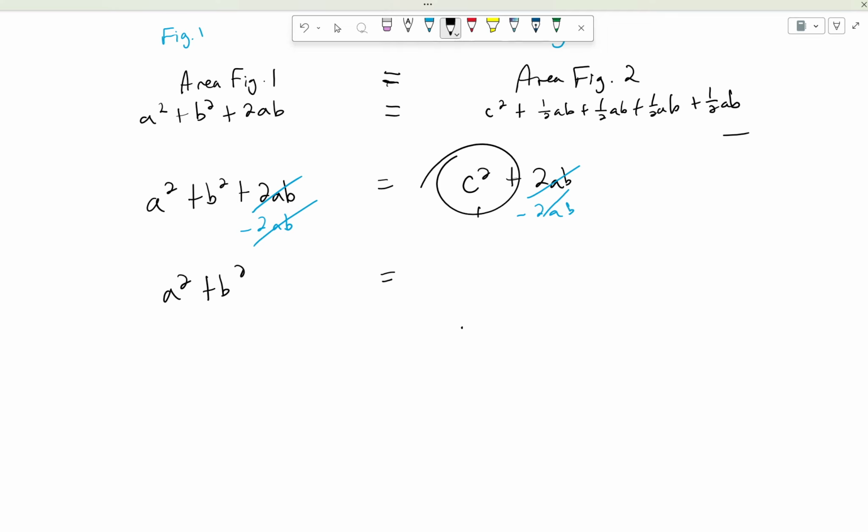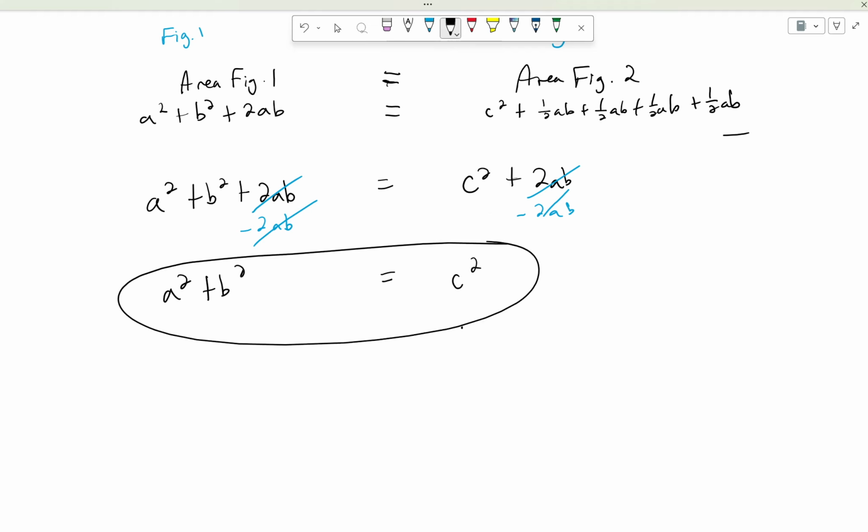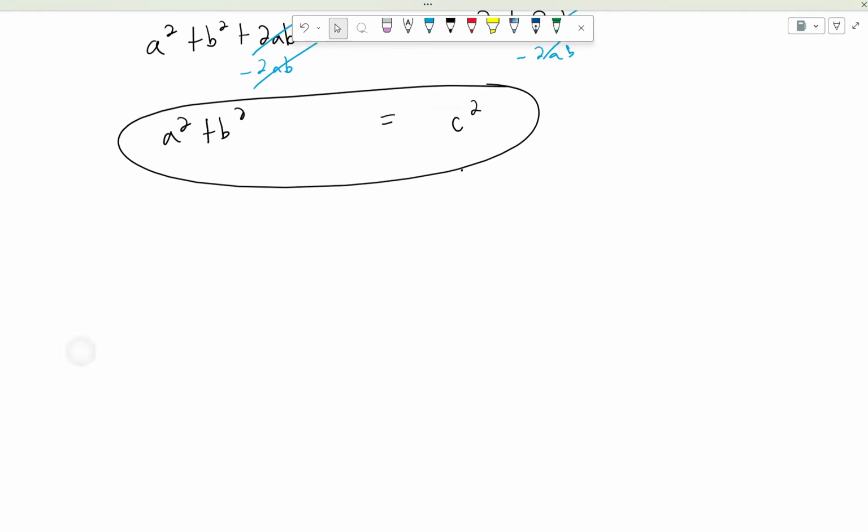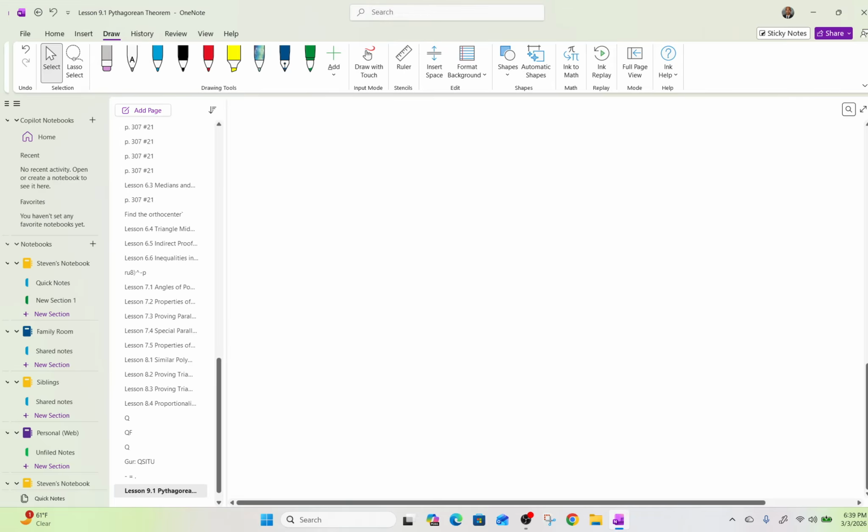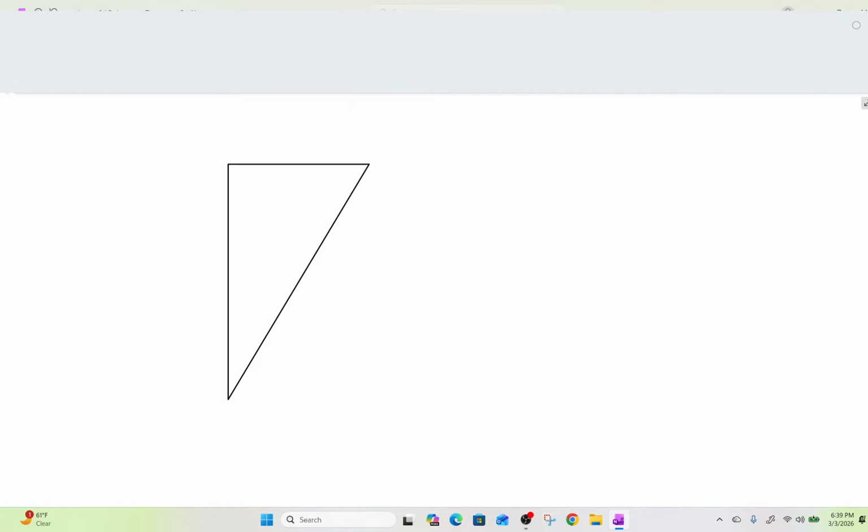Back to it. A squared plus B squared equaling what's left on the right side, which is C squared, which you guys recognize as this is your Pythagorean theorem. So let's go ahead and use it to solve. I'm going to turn on my little auto shape tool so you guys can get a nice, crisp, clear figure.